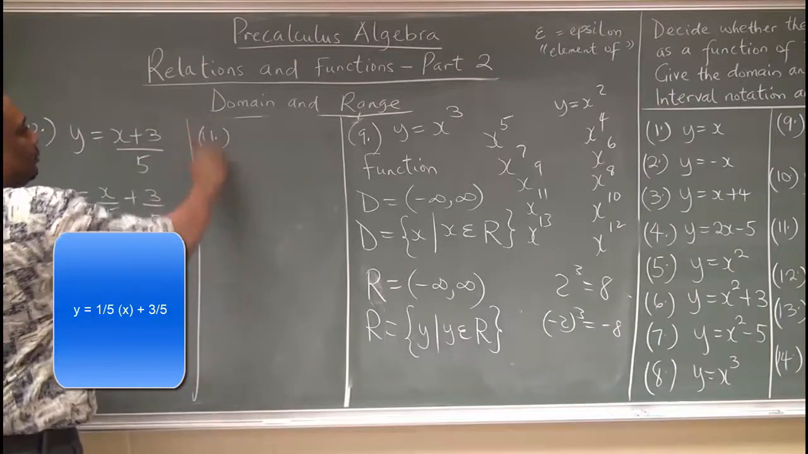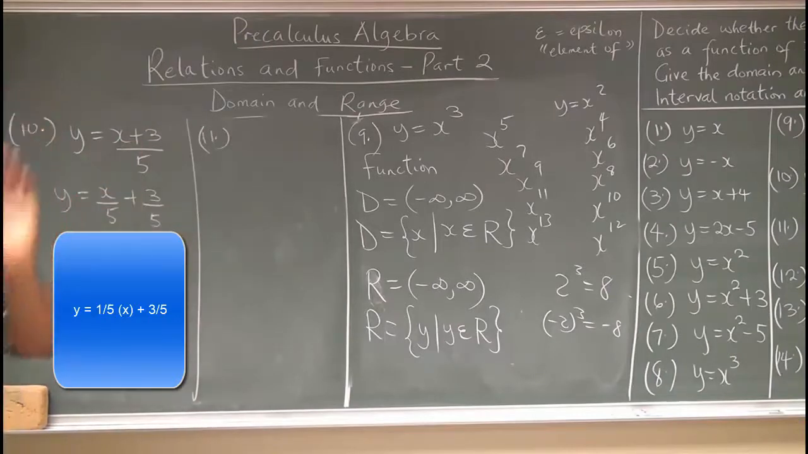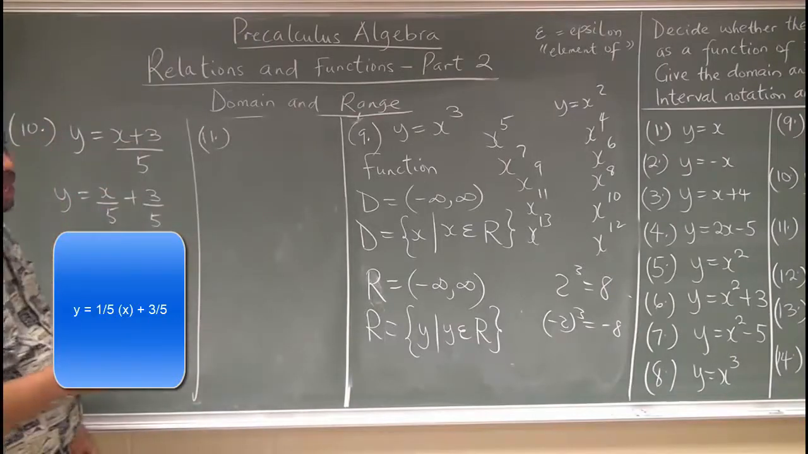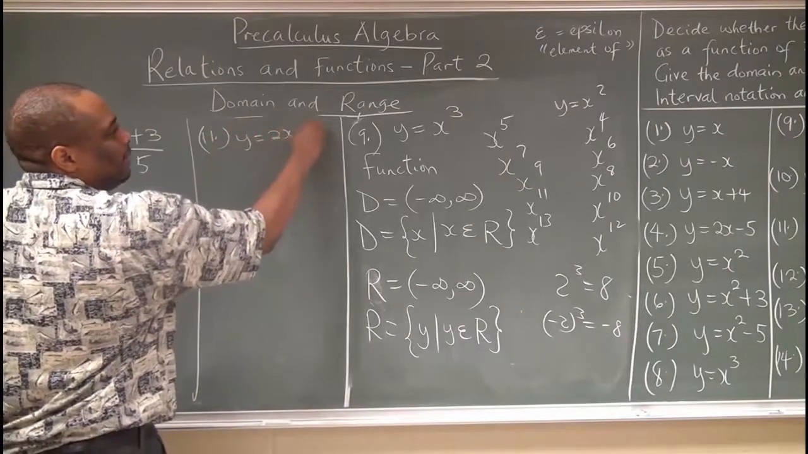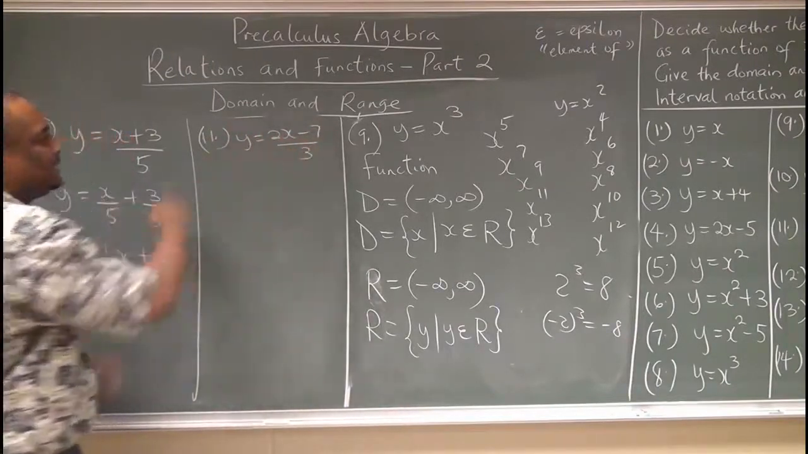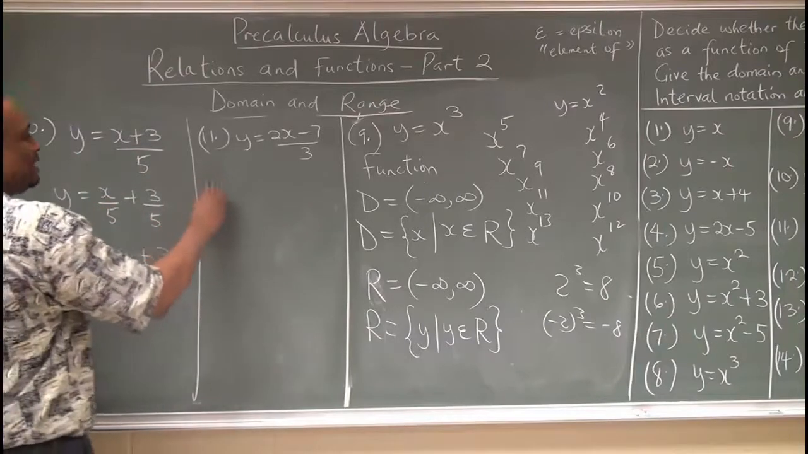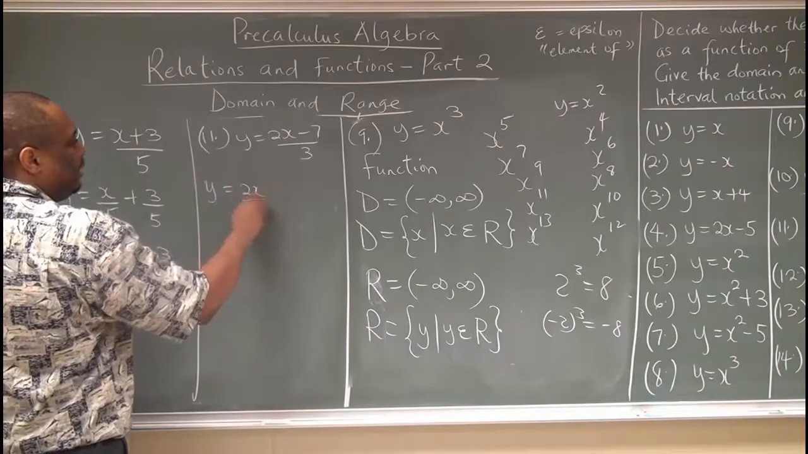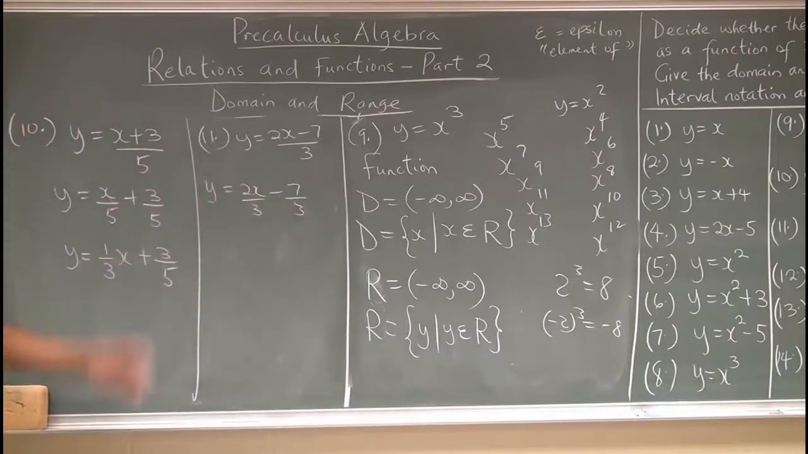Now, question 11, so here you understand it. Domain and range are real numbers. y equal to 2x minus 7 over 3, the same thing, because this is like saying y equal to 2x over 3 minus 7 over 3. So x could be anything, y could be anything. Okay?